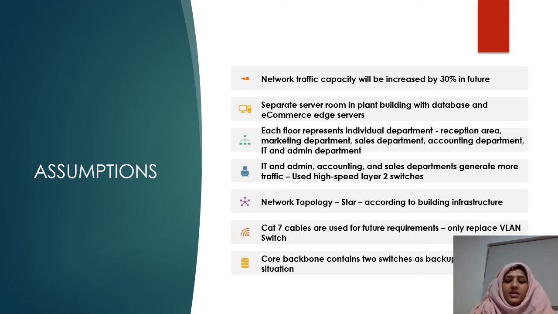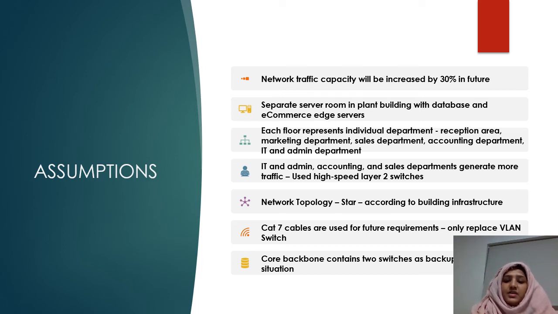So to accommodate the network design requirement, I have made some assumptions which you can see here. As you can see, the company is growing. So in future, I have assumed that the network traffic capacity will be increased by 30%. Moreover, in the office building there are different floors, and each floor is associated with a different department. As it's a manufacturing company, those departments can be reception area, marketing department, sales and accounting department, IT and admin department.